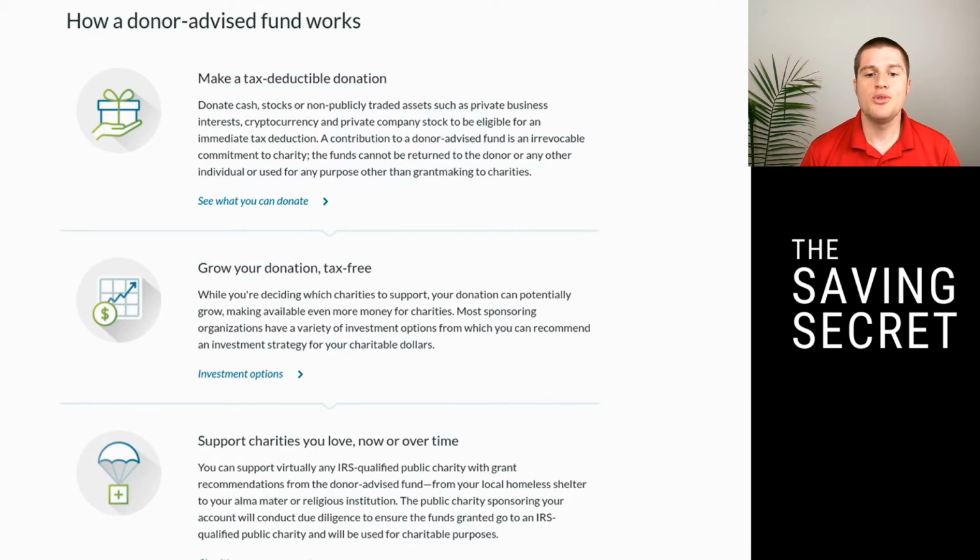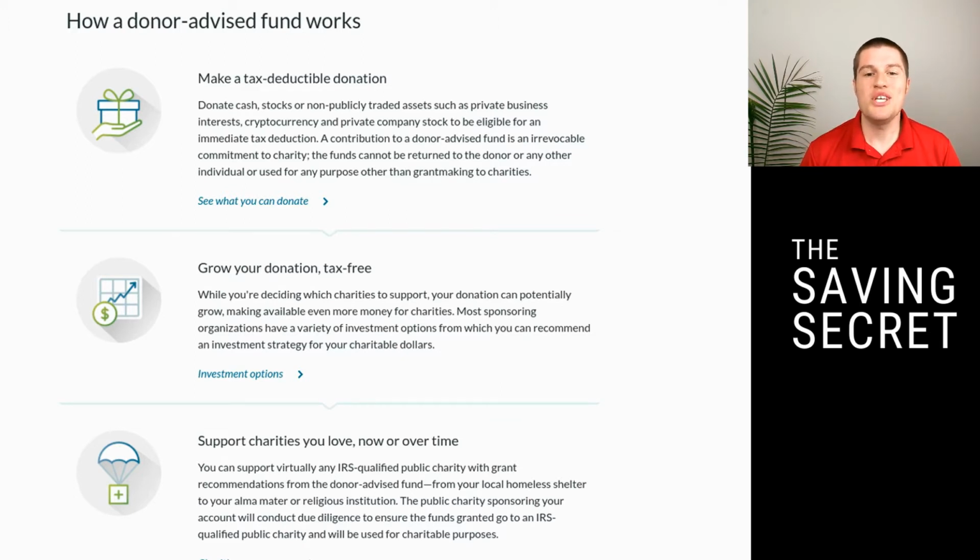What you're able to do is make a tax deductible donation into this account. Not only are you able to donate cash, but you're also able to donate appreciating assets. So if you have stock in a brokerage account with Fidelity, let's say you bought the stock for $25, now it's worth $50, you can then donate that into your donor advised fund. So you can make that tax deductible donation, which is great.